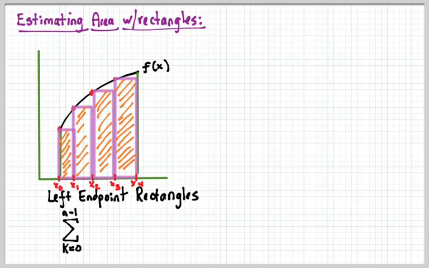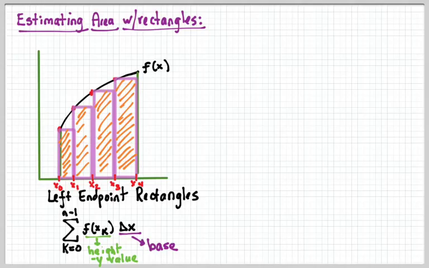Now to find the area of a rectangle, it's base times height. Our height we're going to express as f of x sub k, and our base is going to be called delta x. So we'll divide both of these up. This is my height, and we can think of the height as my y value, and then delta x is just my base, and the base will be a fixed number because all the widths of the rectangles are equal.